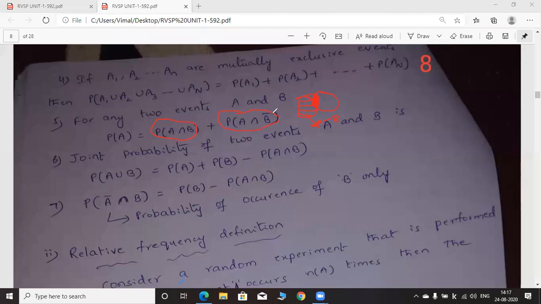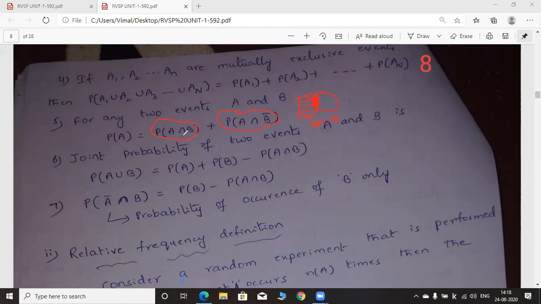What is meant by B bar? Complement of B. Complement of B means there is no B in that particular area. So in the shaded area, there is no B, isn't it? In the shaded area, there is no B. But where is B? B is present in the common portion, and in the second circle also B is present. So here probability of A can be calculated by adding two probabilities.